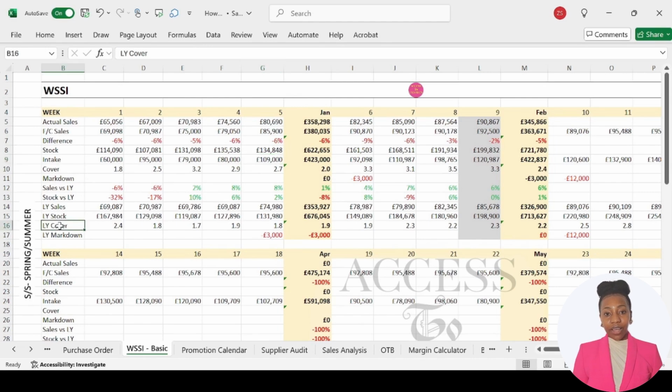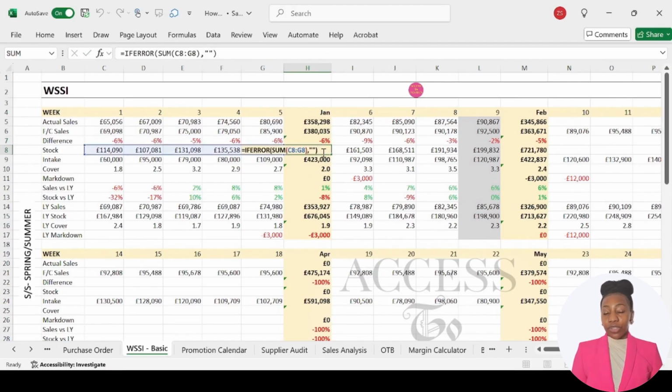So then lastly, we have your last year cover, which is again just calculating for you what the cover was last year. And obviously you can see it was slightly higher last year, and then markdown as well. So how did we do on markdown last year? Then, as you can see, we've got it all cummed for you. So the months just literally give a total of all of those for you.